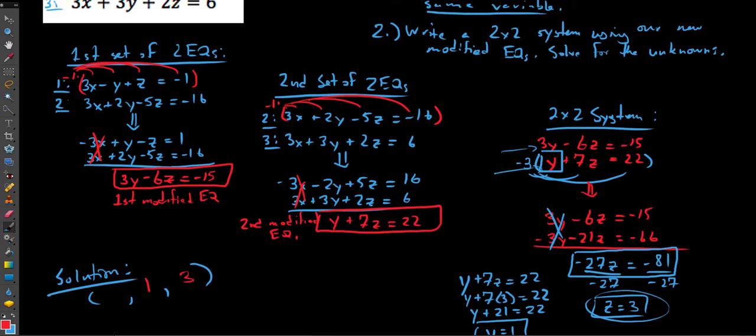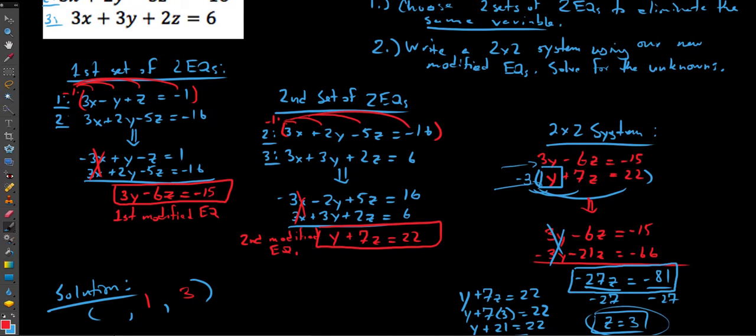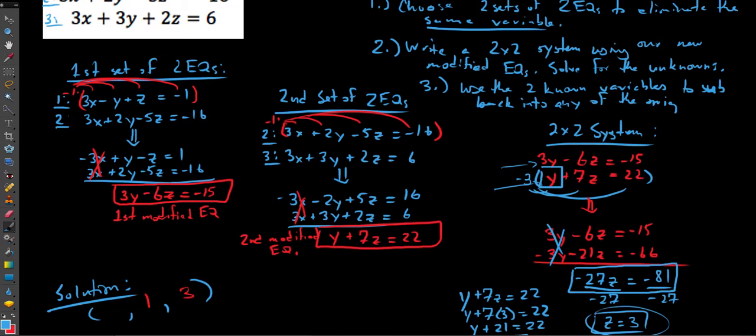So the question we have to ask at this point is this: how do we solve for the remaining unknown? And that's what we're going to put on this third step here: use the two known variables to substitute back into any of the original 3 equations. And what we're going to do is solve for the remaining unknown. Okay, so make sure you get that written down there.